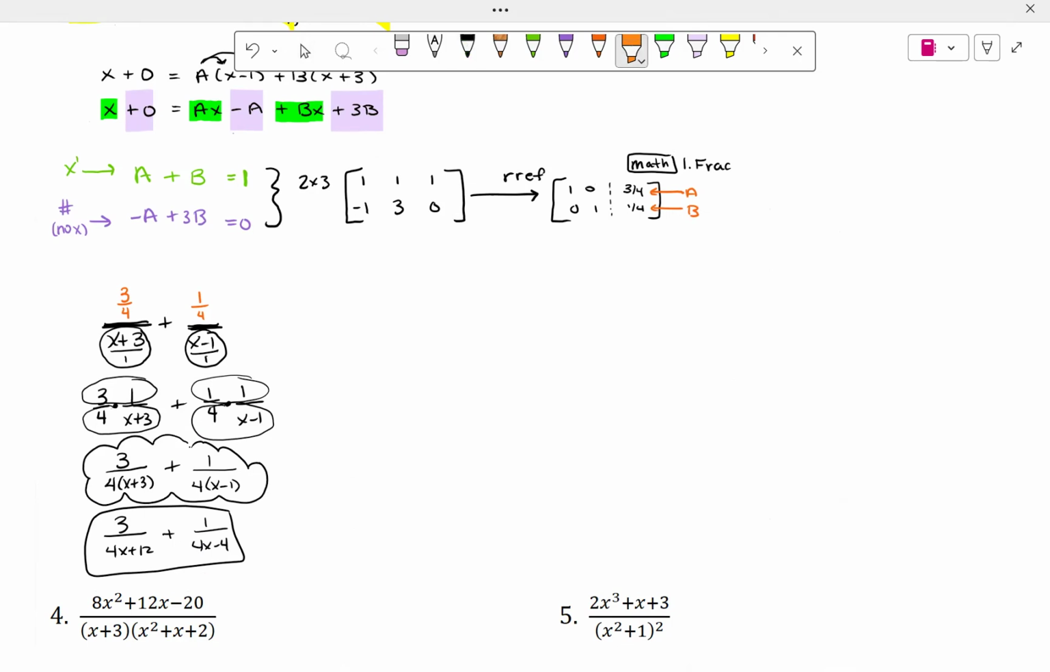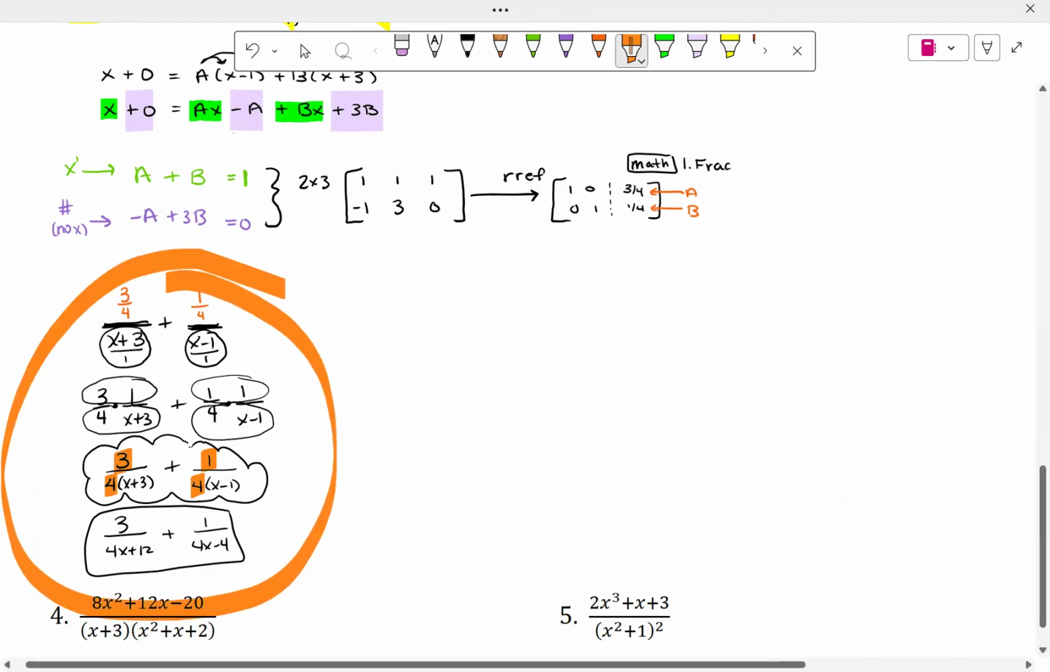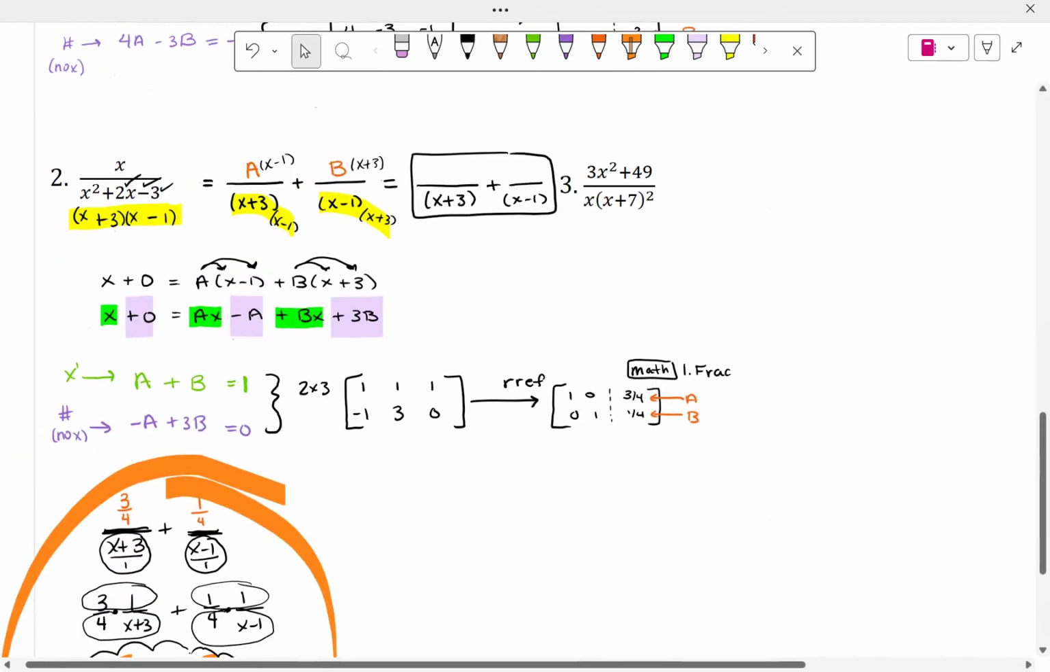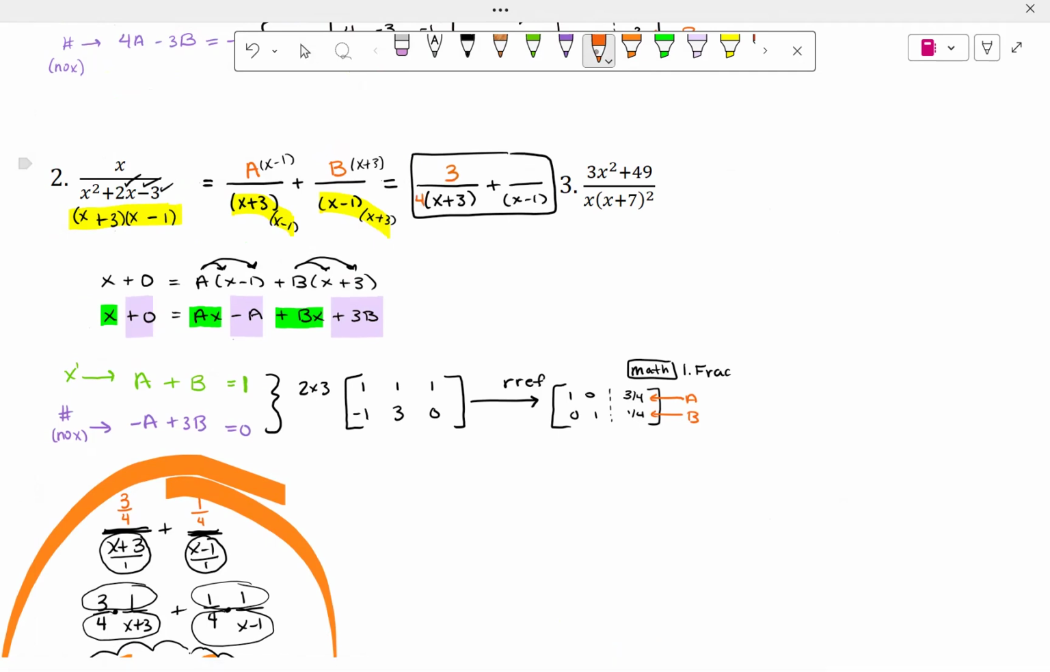That 3/4 just went to a numerator 3, denominator 4, with that denominator x plus 3 already sitting there. And again, the 1/4 went to a numerator 1, denominator 4, with the factor that's sitting there. And that will always happen. So instead of doing all of this work that we just did, if you recognize that, you can just write your final answer up here as numerator 3 times denominator 4 multiplied to that x plus 3, and then numerator 1 over denominator 4 times that x minus 1.